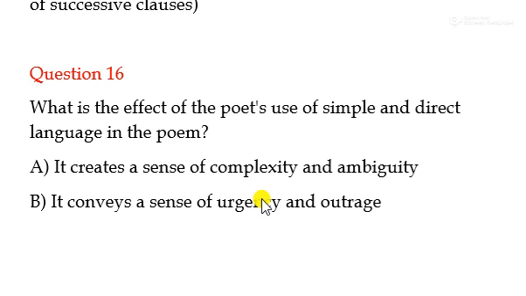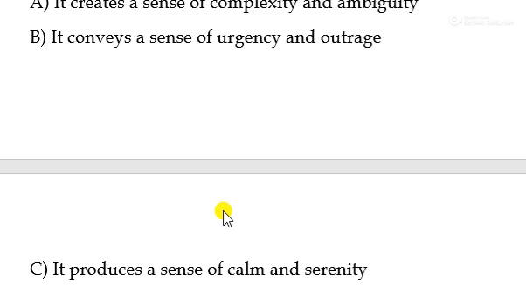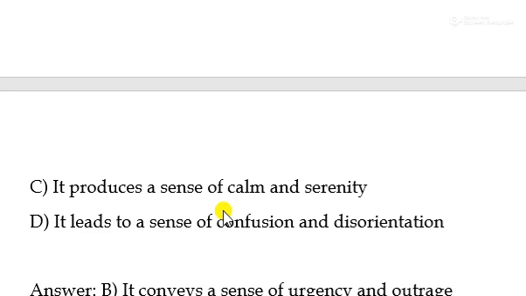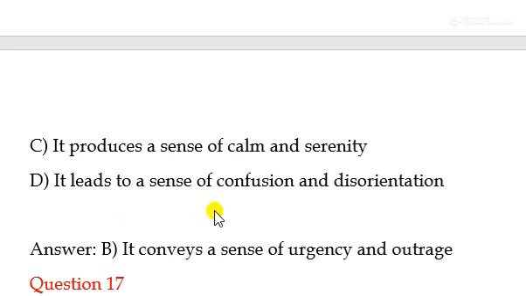Next question, what is the effect of the poet's use of simple and direct language in the poem? It creates a sense of complexity and ambiguity, so I believe it is not the correct answer. Second option, it conveys a sense of urgency and outrage, and option C, it produces a sense of calm and serenity, and the last option, it leads to a sense of confusion and disorientation. So option B is the correct answer. It conveys a sense of urgency and outrage.